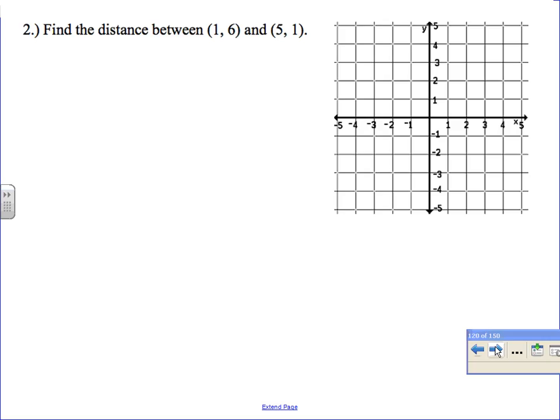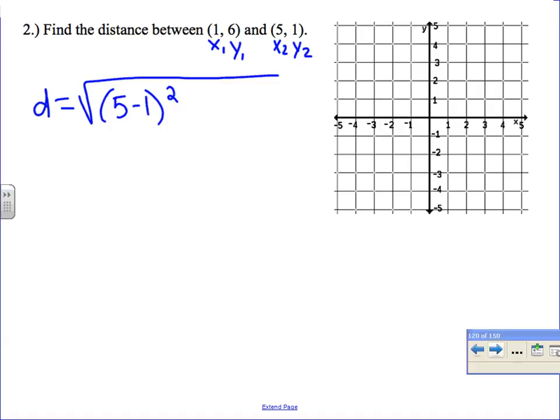So we're not going to graph, we're just going to find the distance, because typically you're just going to be given 2 ordered pairs, and it's going to say find the distance between these 2 points. So let's label x1, y1, x2, y2. So on number 2, let's label the ordered pairs, and let's find the distance. So distance is equal to square root of x2 minus x1. I'm going to start with the x's. So 5 minus 1 squared plus y2 minus y1 squared. 1 minus 6 squared.